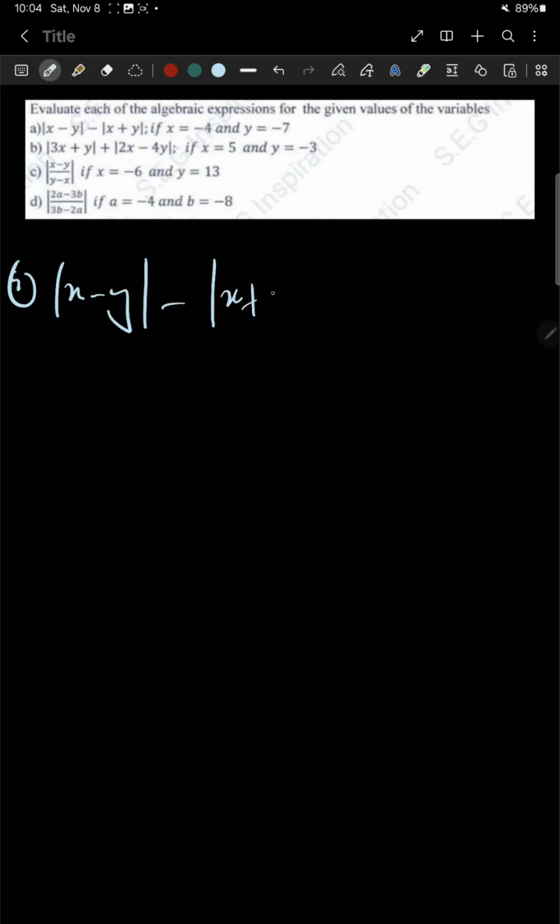Let's do these examples. Evaluate each of the following expressions for the given values of the variables. So we have the modulus of x minus y, minus the modulus of x plus y. These are moduli, what you see here is a modulus. If x is equal to -4 and y is equal to -7.